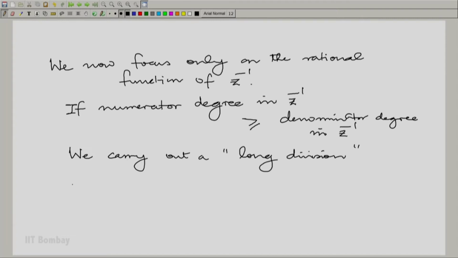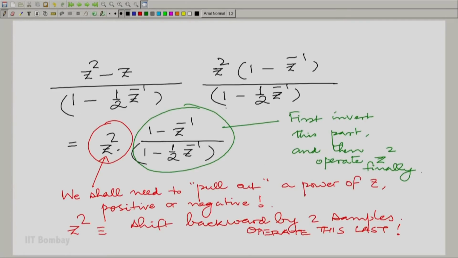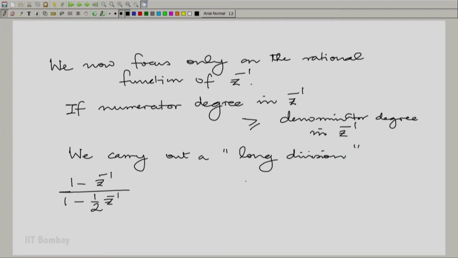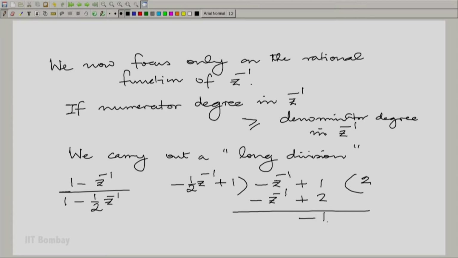So, for example, let us take the factor that we had in the previous example that we were considering here. Let us consider this factor, 1 minus z inverse by 1 minus half z inverse, and do the long division there. We would need to multiply by 2. Thereby we get 1 minus z inverse by 1 minus half z inverse is essentially 2 plus minus 1 by 1 minus half z inverse.